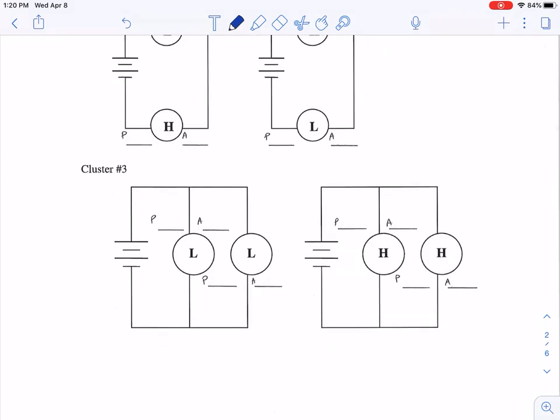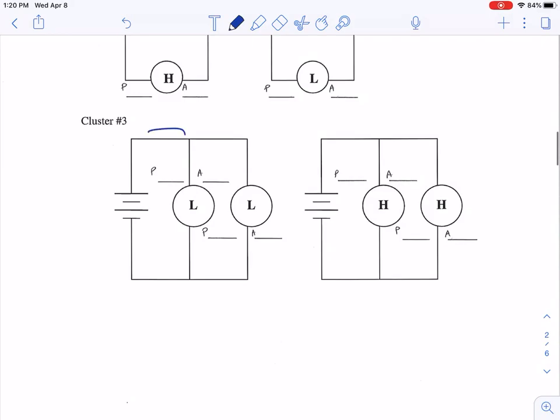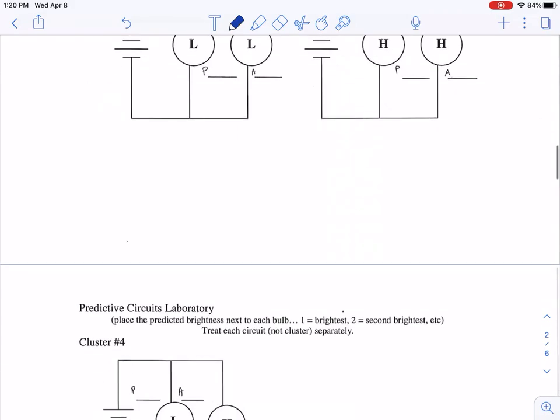So, like here, the current's coming out. It's going to go here, it's going to go here. Are these going to be the same brightness, or are these going to be different?